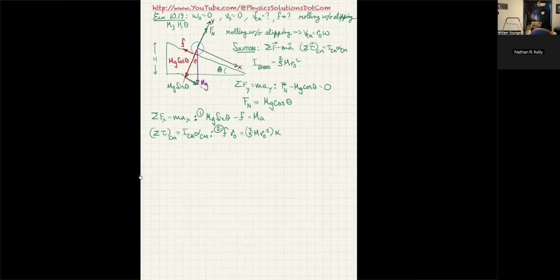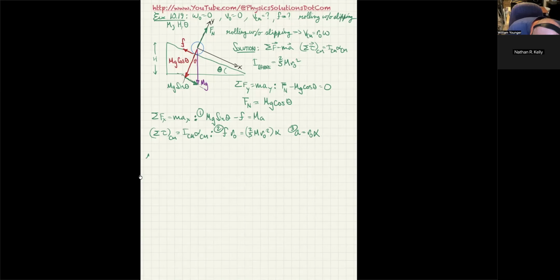Now, I also have the equation A is equal to R0 times omega because it's rolling without slipping. I'm going to call that equation three. Oops, excuse me. I don't know why I wrote omega there. It's A equals R0 times alpha. So what I'm going to do at this point is go ahead and substitute equation 3 into equation 2 to get rid of alpha.